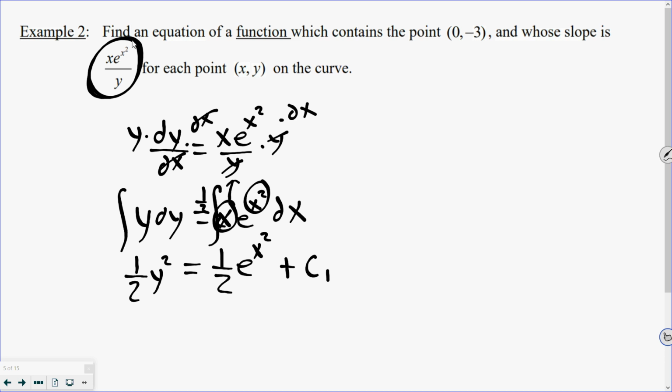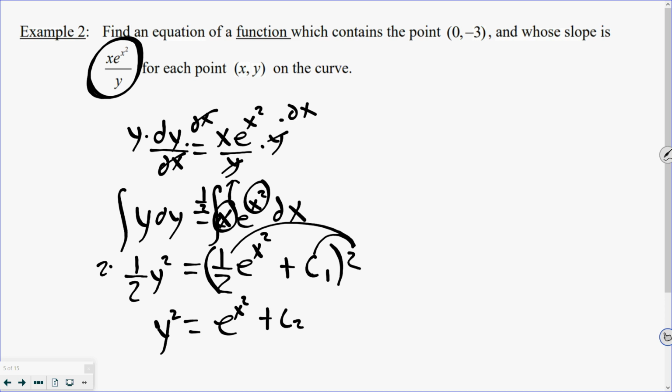Okay, let's get the y squared by itself. So I'm going to times everything by 2, over here and over here. So over here I end up with y squared equals. Now when I times through by 2, the 2 times 1/2 is just 1, so I end up with just e to the x squared. When I times 2 by that constant, I just get another constant. And so the reason why I put a c1 is I'm just going to put a c2. All that means is that that constant is not the same as that constant. That's it. Okay, I have y squared equals e to the x squared plus c2.